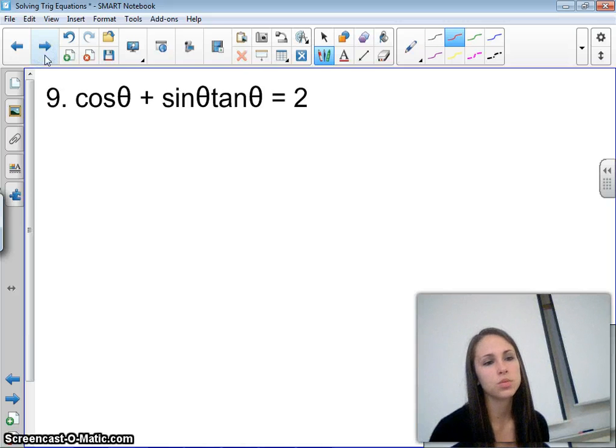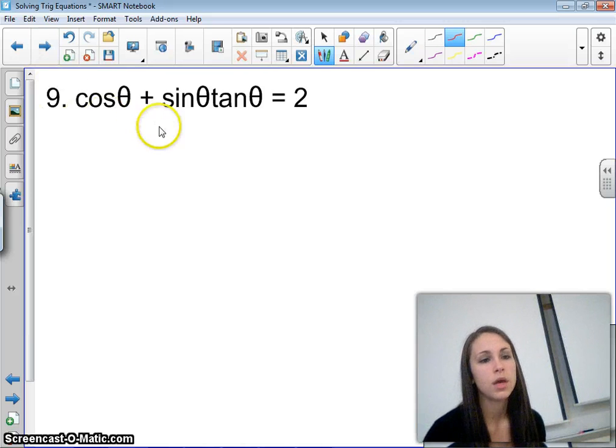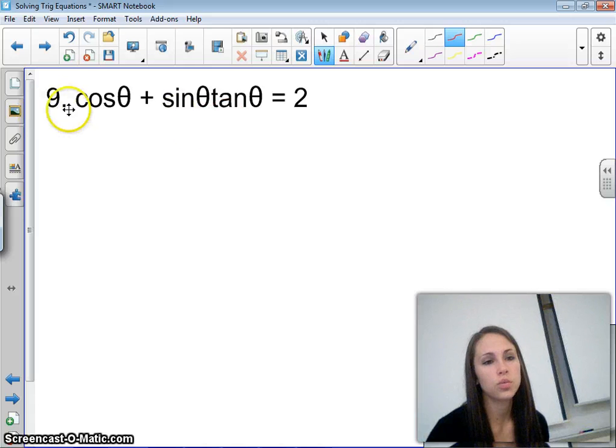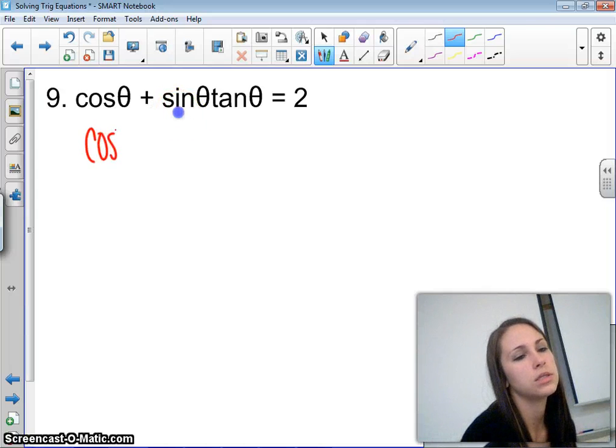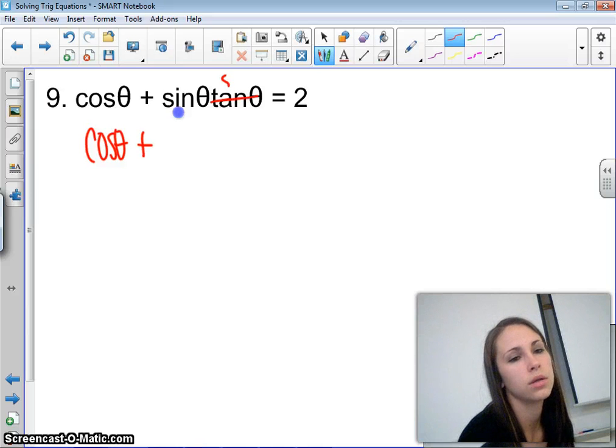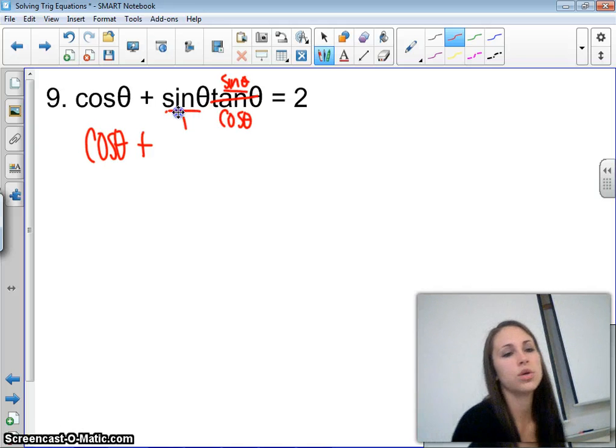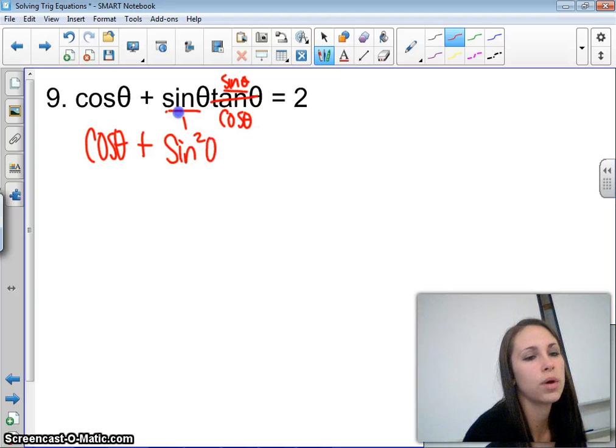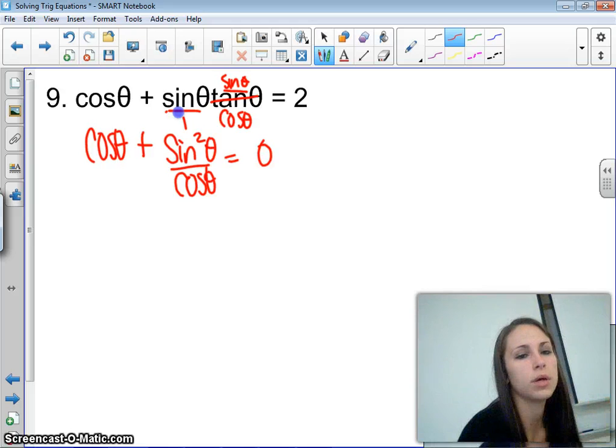Alright, last one before we go into a different way of solving. This one is one where you're going to need to turn everything into sines and cosines. There's nothing that we can factor out. So basically what I'm going to do to make this easier is change this tangent into sine over cosine. And so this is like a sine over 1. So here this is going to leave me with sine squared over cosine equals, not 0, but equals 2.